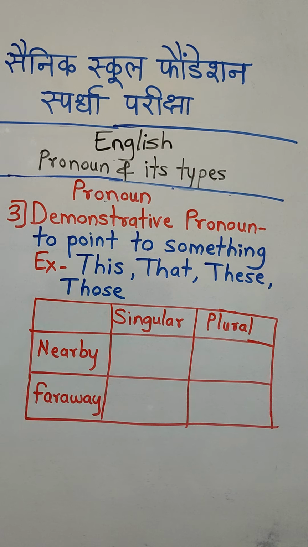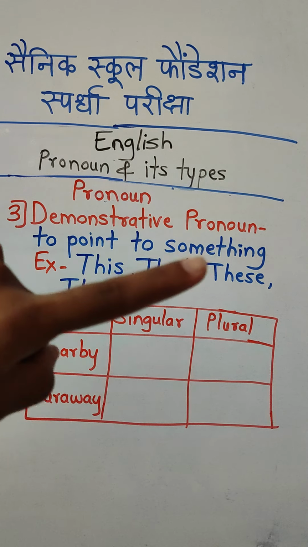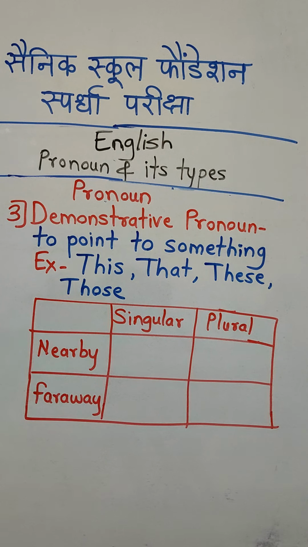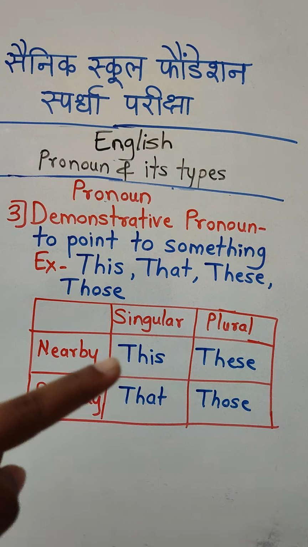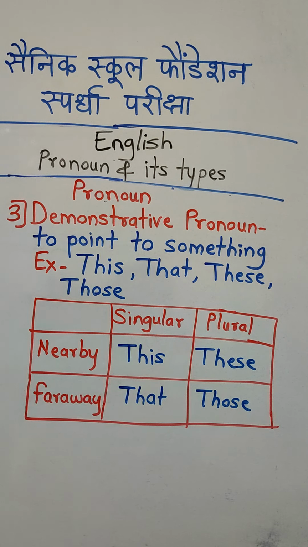So let us see the examples of demonstrative pronouns. There are 4 demonstrative pronouns. This, that, these, those are the 4 demonstrative pronouns. Let us see how we can use these 4 demonstrative pronouns. Whenever we are talking about nearby objects, and if it is a singular form, then we will use the pronoun this to point out the single object nearby us. Then if that object is in plural form, meaning more than one object is there and it is nearby to us, then we will use the pronoun these.